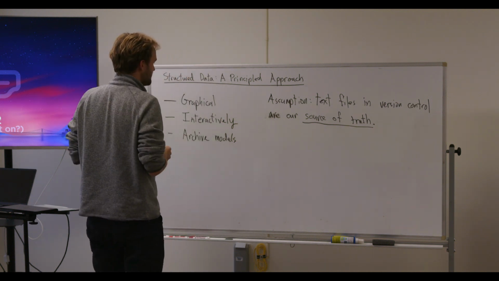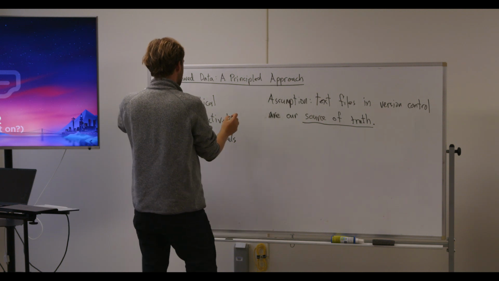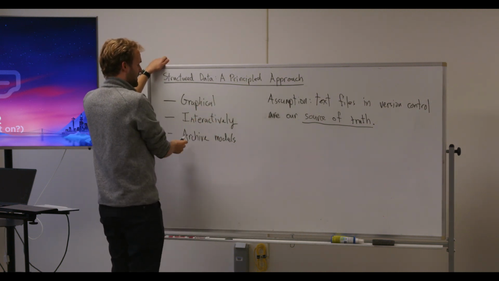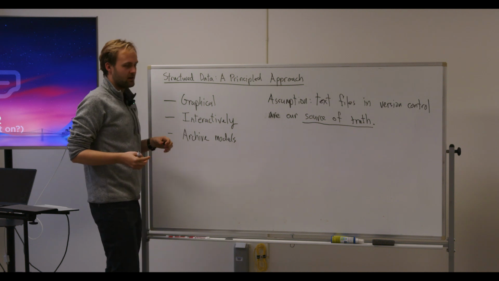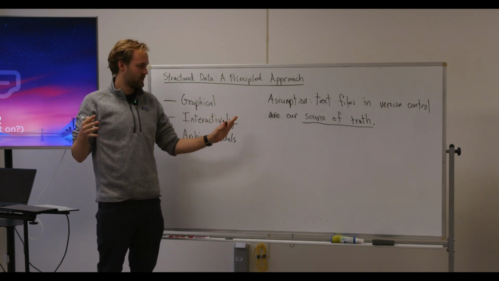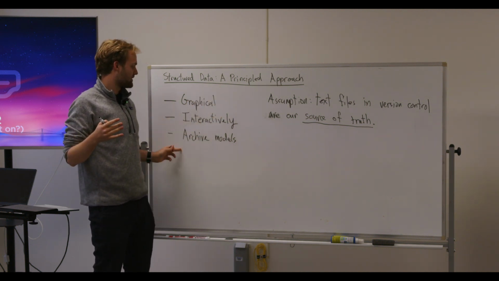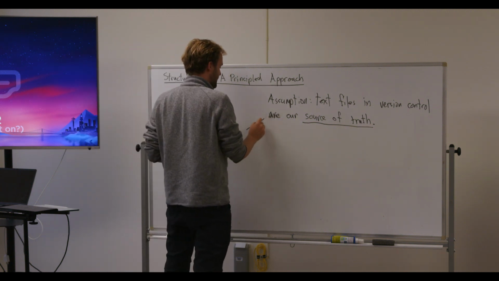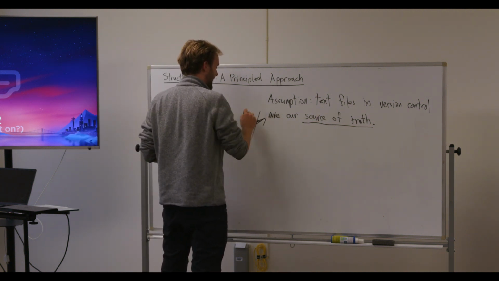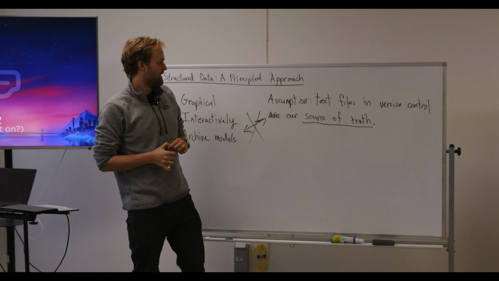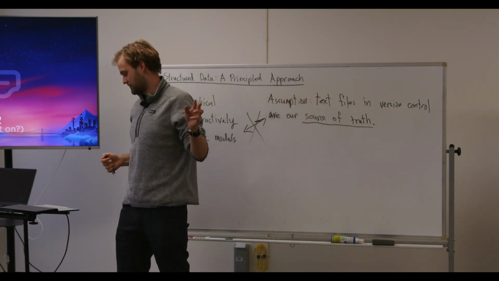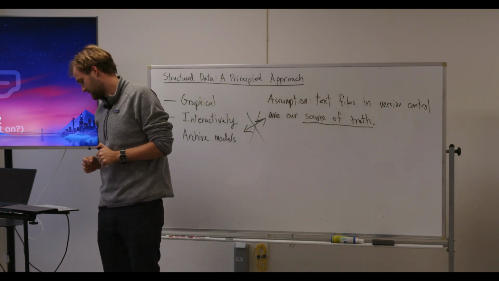So these graphical, interactive, and database affordances to work with models in this way are, I think, fundamentally at odds with the assumption that text files in version control are our source of truth.